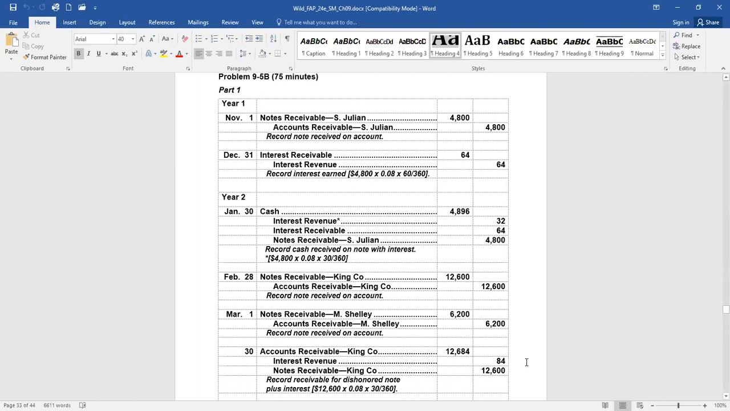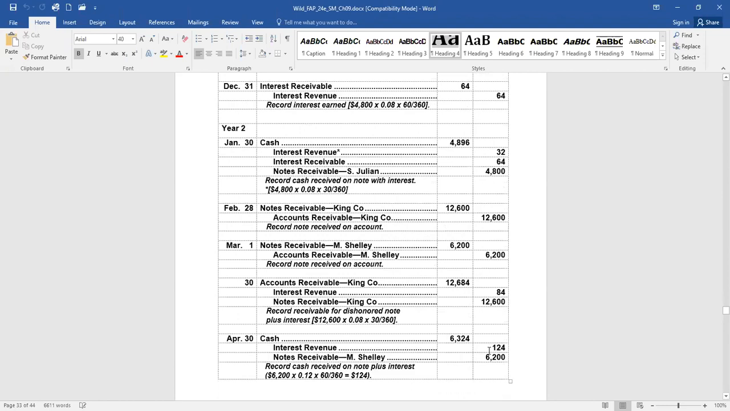This is no longer a note receivable. The time has expired. We will then put the total amount King now owes in accounts receivable, $12,684, until he either pays that or creates a new note.